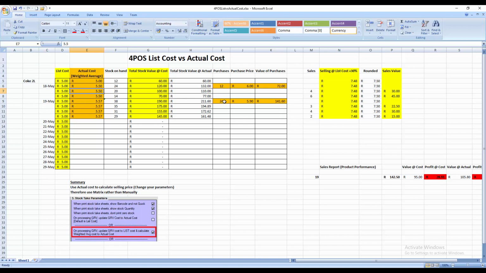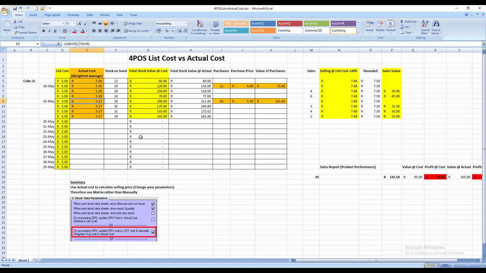Now I went and bought 24 of them. I got a better price because I negotiated better and I bought a higher volume from my supplier. So I now got it for 5 Rand 90. In other words, this purchase price went down. The value of my purchase is 141. Now my actual cost, weighted average cost, has gone down to 5.57.